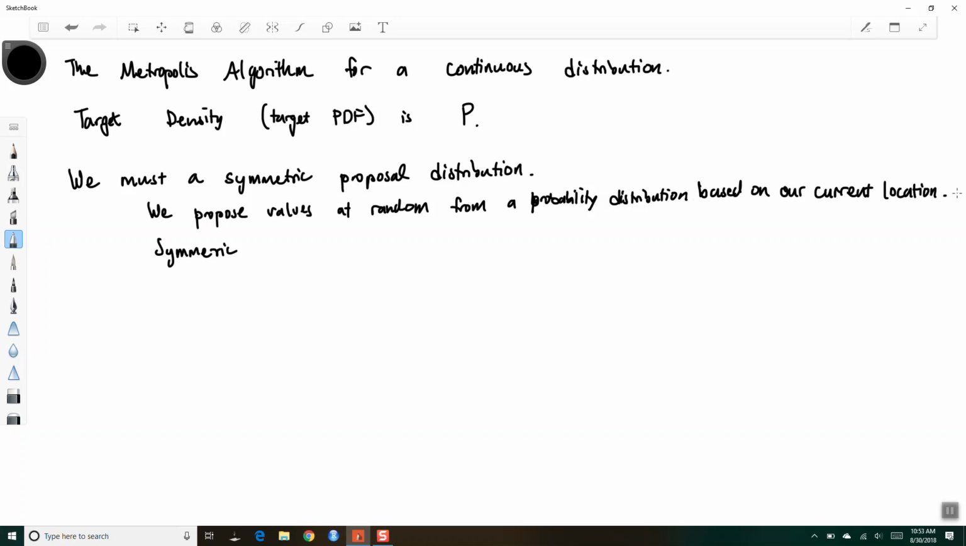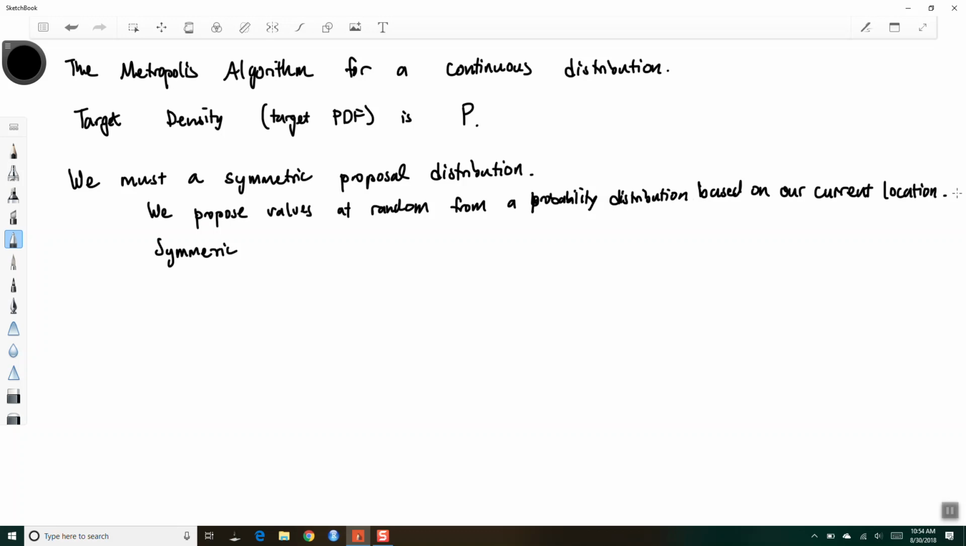Right, this is the key difference between Markov chains and our previous methods, which generated independent values. Okay, here the values we propose are based on our current location, whereas before we were just proposing values from a proposal distribution, and every value we proposed was independent of each other. Here, all the values we're proposing are based on our current location, and our current location only.